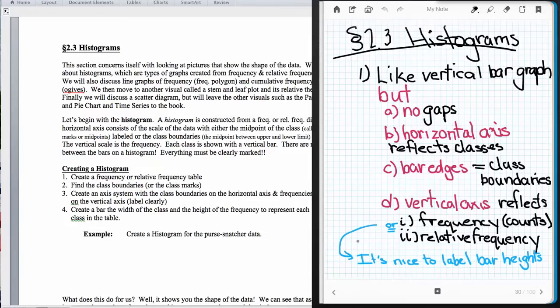Also, just as a little side note, I like to label my bar heights right on top of the bars so I make it easy for my reader to read. This is just a nicety in my case. So let's go back and take a look at the frequency distribution that we created for the purse snatcher data, and we're going to create a histogram from that.